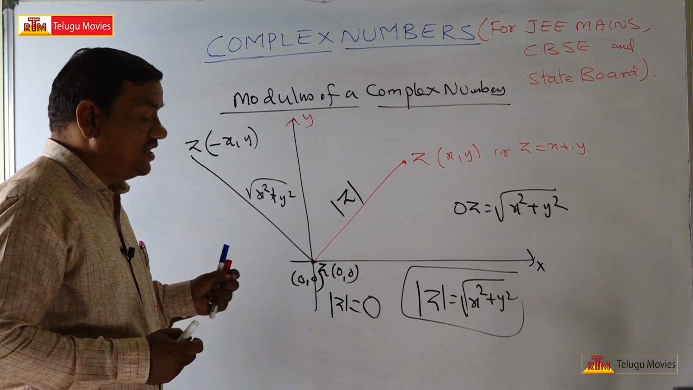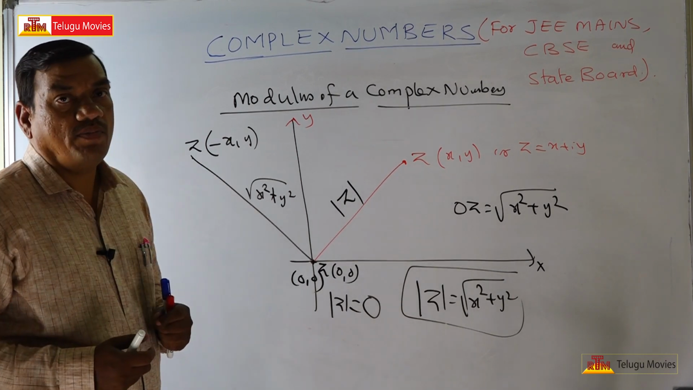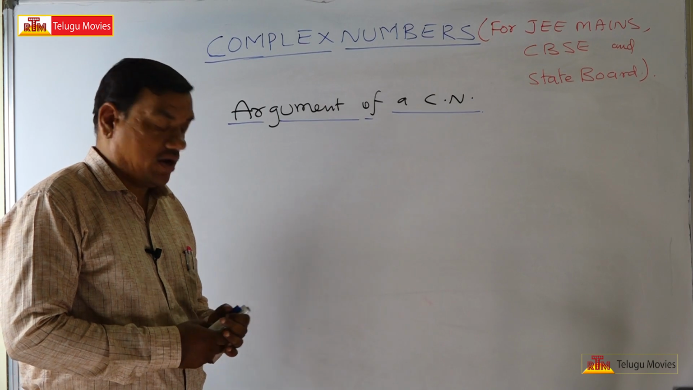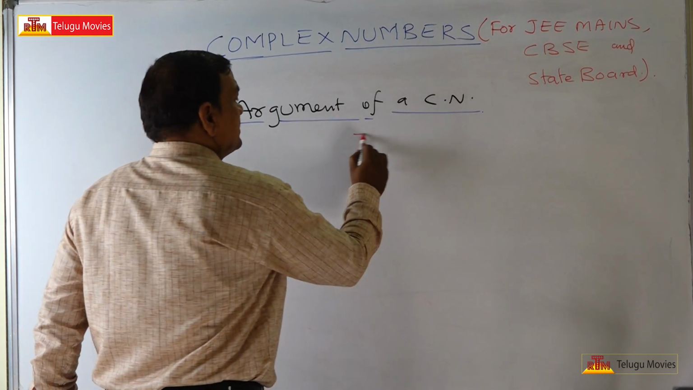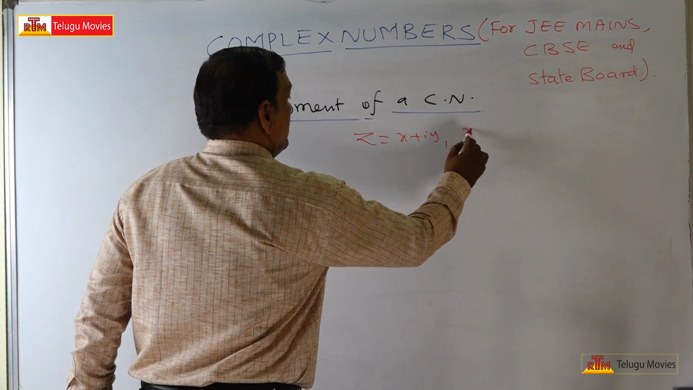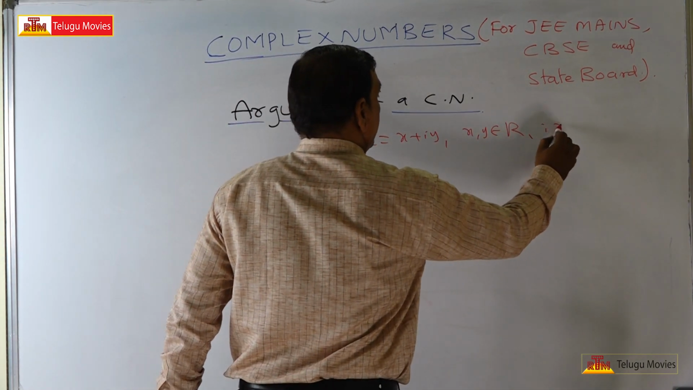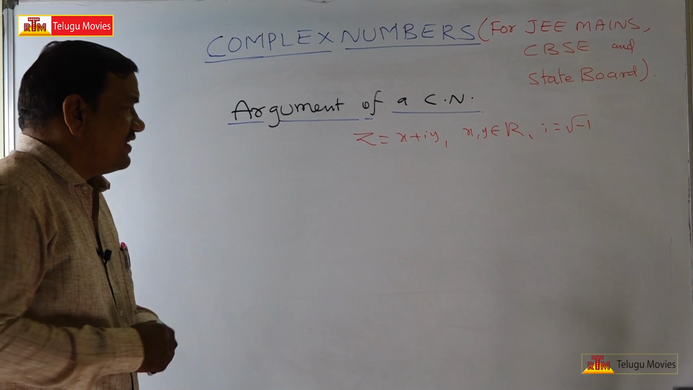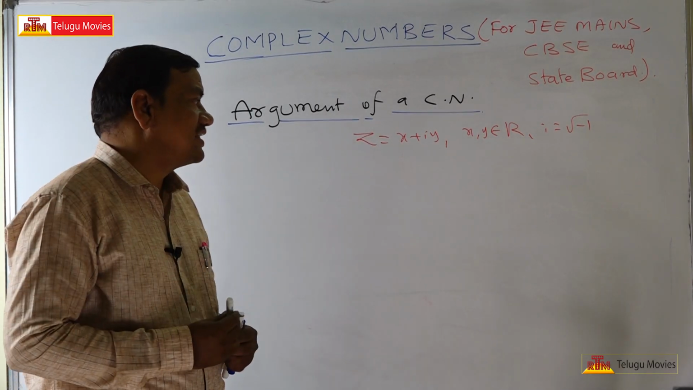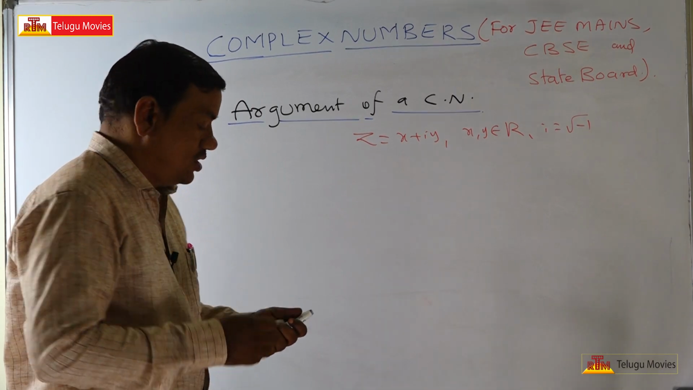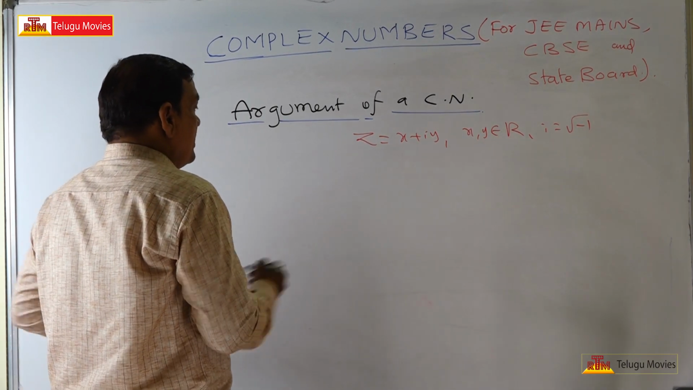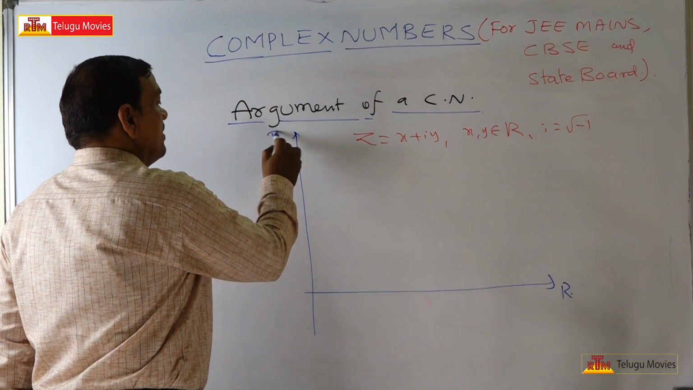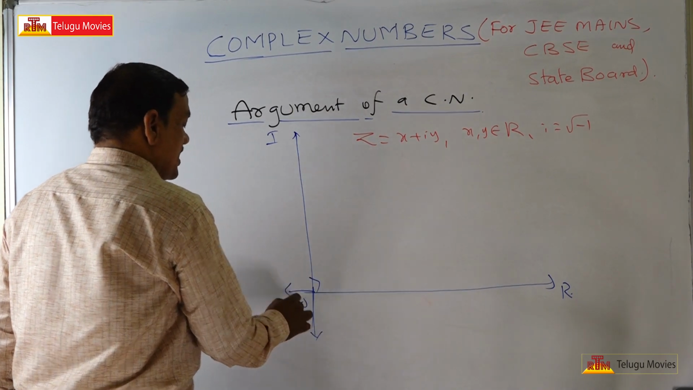Now let us see one more topic, that is the argument of a complex number. Dear students, let us define what the argument of a complex number is. Let us take a complex number z equal to x plus iy, where x and y are real numbers and i is iota, equal to the square root of minus 1. Let us first represent this complex number in the Argand diagram. You know what an Argand diagram is: the vertical line and the horizontal line. This is called the real axis and this is the imaginary axis. The point of intersection is the origin, as usual.